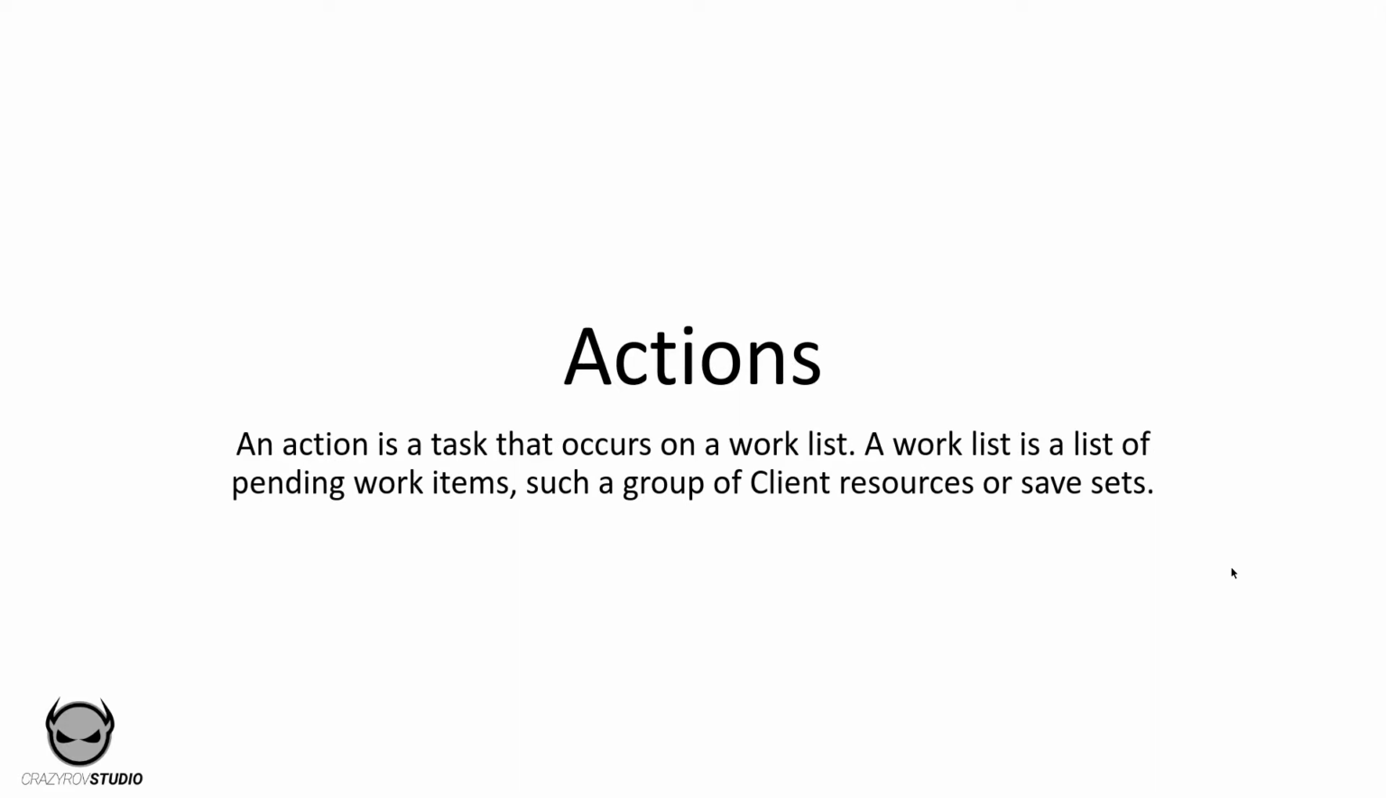Now, the actions are the main basic block of the configuration. The actions are the key resources in a workflow for a data protection policy. An action is a task that occurs on a work list. A work list is a list of pending items such as a group of client resources or save sets. You can chain multiple actions together to occur sequentially or concurrently in a workflow.